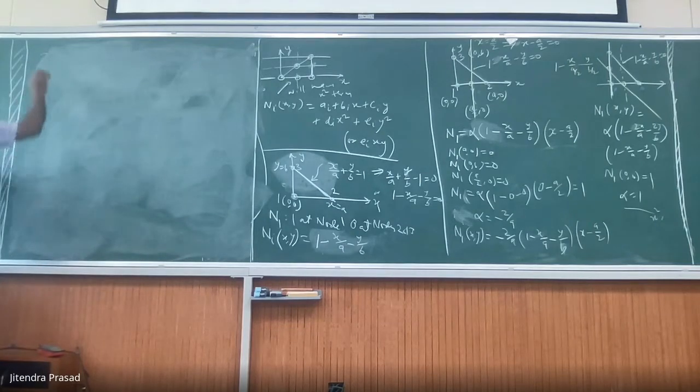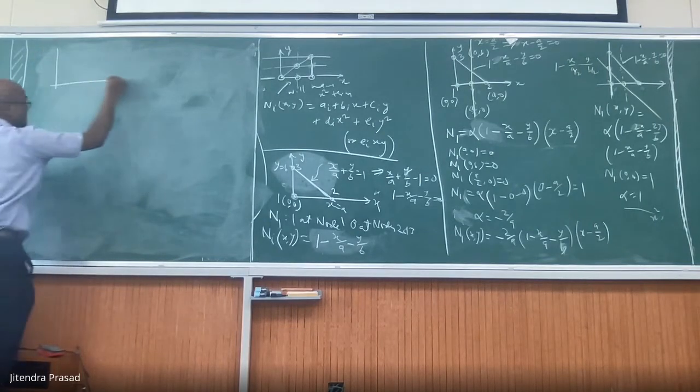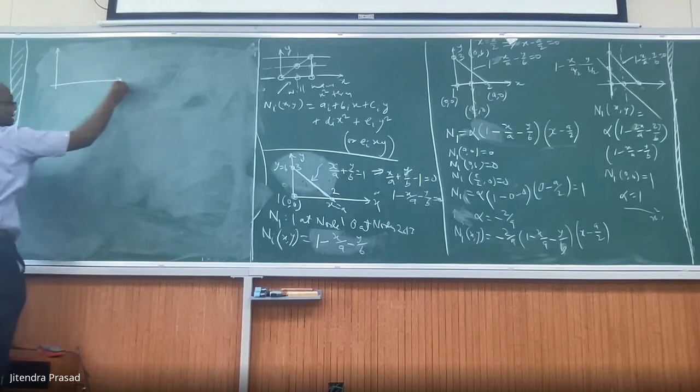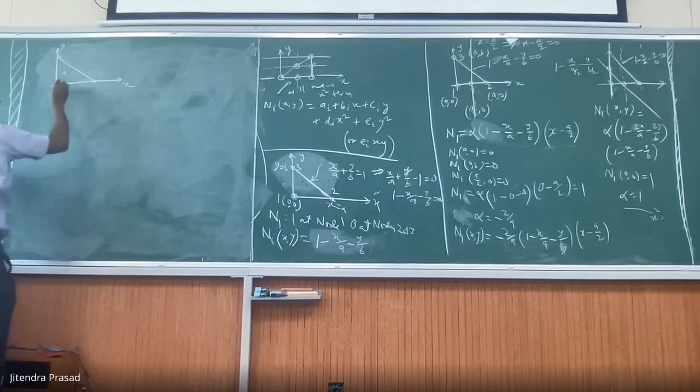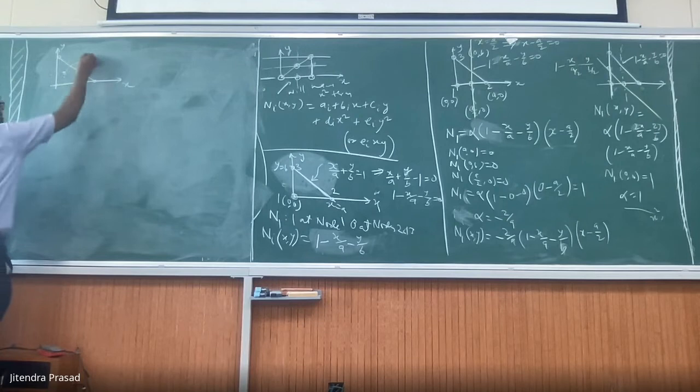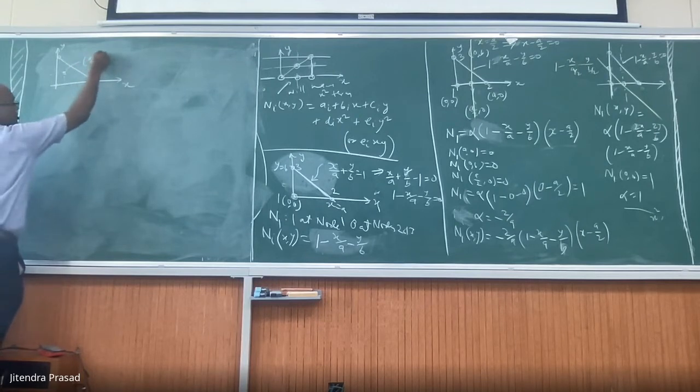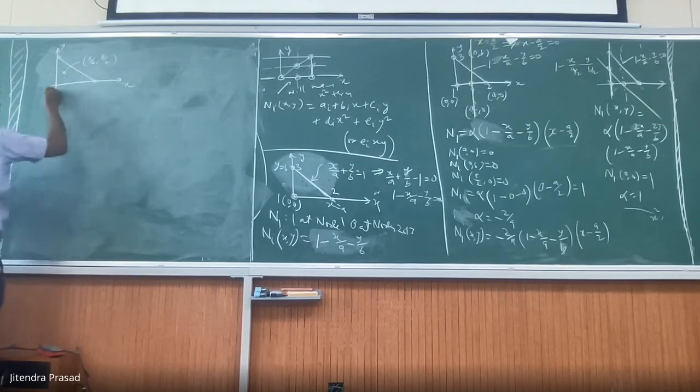So let us say this is triangular, and now we have x and y, and we have it like this. Here, let us say the points are a over 2, b over 2, and then we have 0, 0, a, 0, and 0, b.